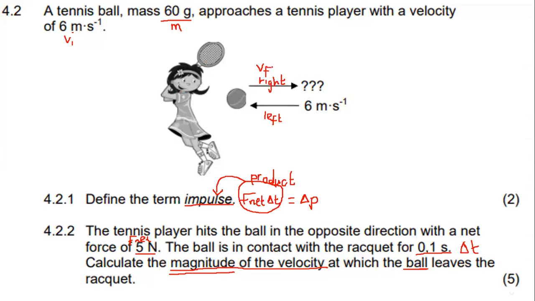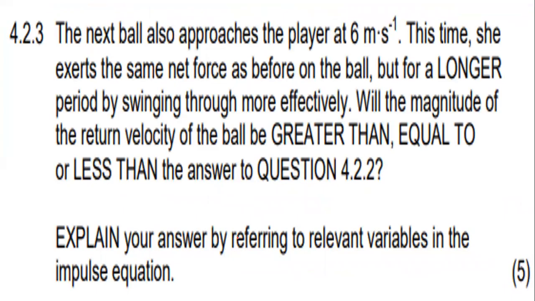Based on this, I am sure you can see that we have everything. We have F net, we have delta T, and for delta P, we can calculate it, which is given by MVF minus MVI. Happy with that? We have the mass still. We have the initial velocity. So we can get the final velocity, VF, which is the velocity when it leaves the racket. So this formula is definitely going to be relevant. Then let us answer that.